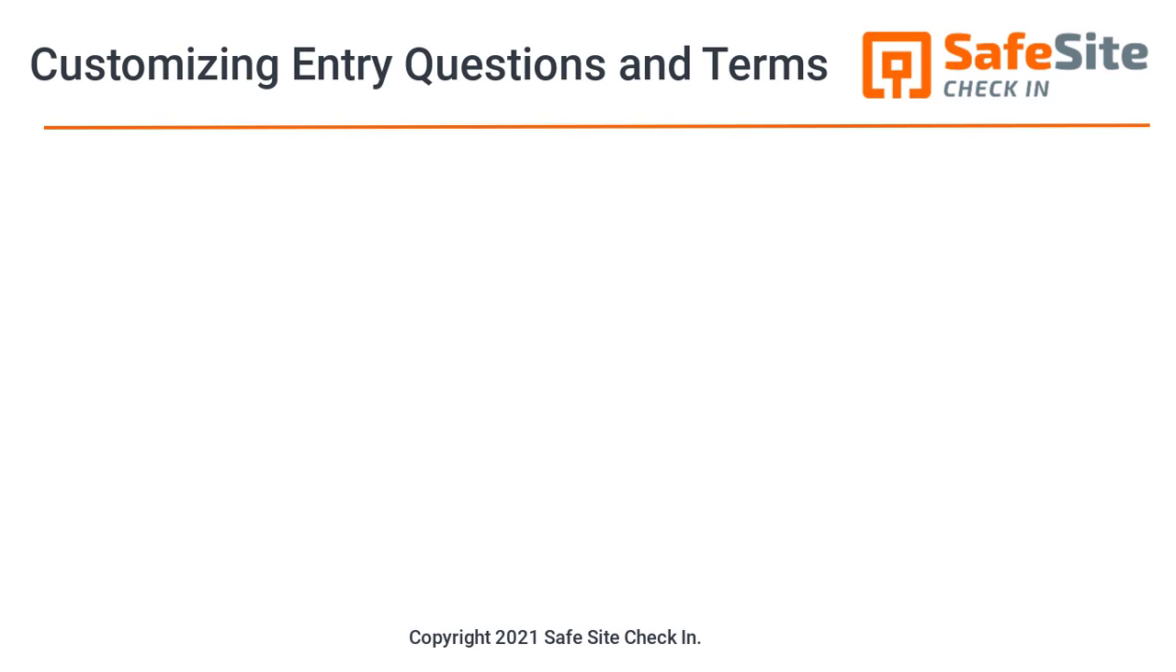Entry questions and terms are a critical part of the visitor check-in process. It determines whether a visitor is granted or denied access to a site and can be used to capture information about planned activities, who the visitor is there to see, and other valuable data that provides a complete picture for reporting and site planning needs.